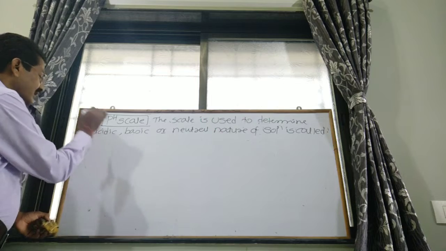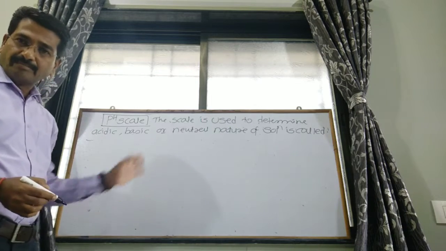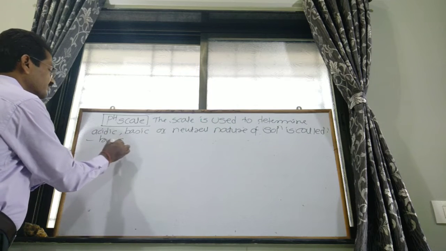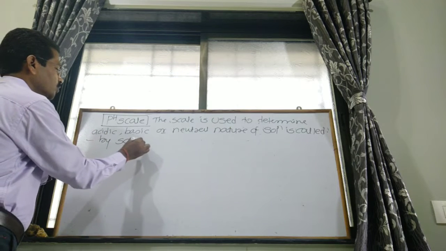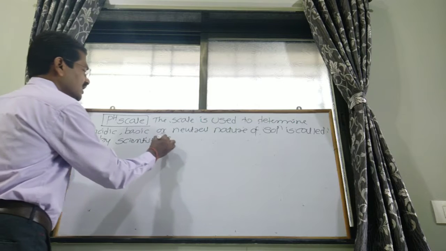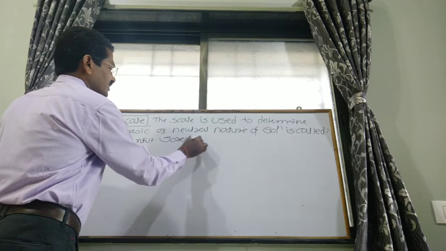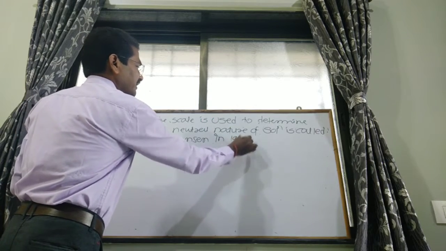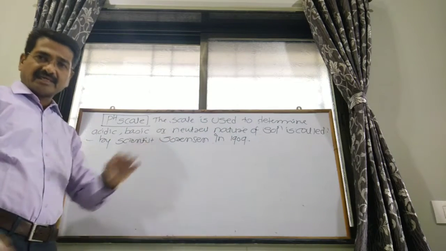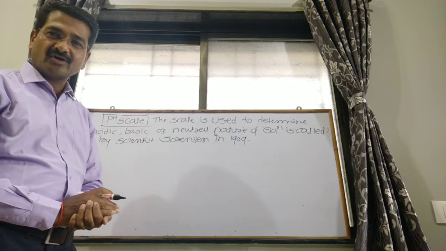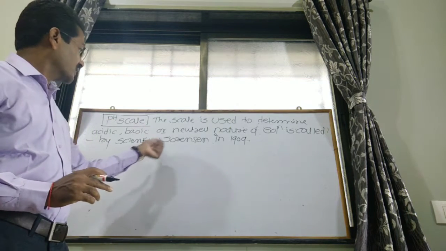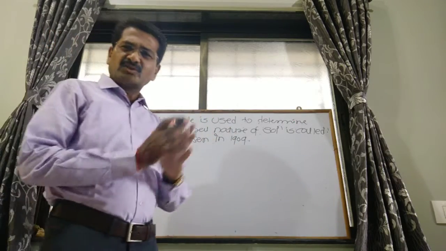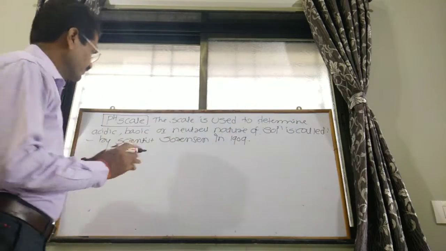Actually, this pH scale was introduced by the scientist Sorensen in 1909. This scale was demonstrated or introduced by the scientist Sorensen in 1909. What is the scale? How is that scale introduced?